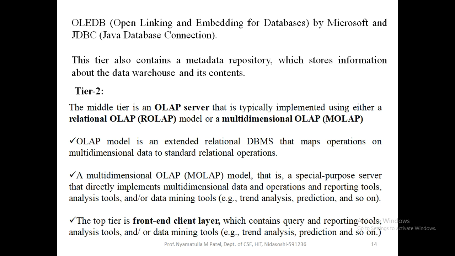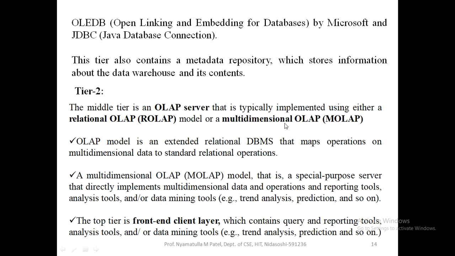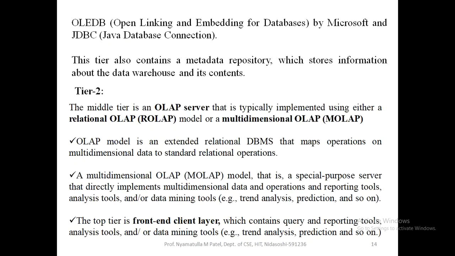Next, coming to the top tier. What is the top tier now? The top tier is the front end client layer, which contains query and reporting tools. It contains query and reporting tools, analysis tools and data mining or trend analysis tools. So, the top tier is the front end, which again contains query and reporting tools, analysis tools and data mining tools.